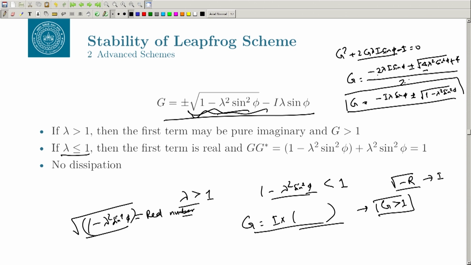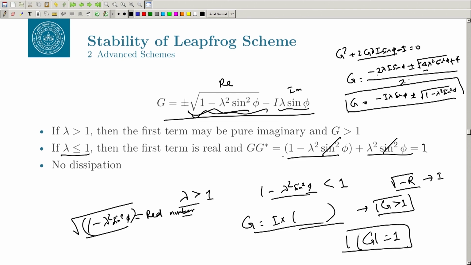So, if you do the GG star, this is your real part and this is your imaginary part. Real square plus imaginary square will be your GG star, and you can see that this will cancel out and GG star will become 1. So, it will have no dissipation. Your mod G is equal to 1. That means this scheme will give you no dissipation for lambda less than or equal to 1.